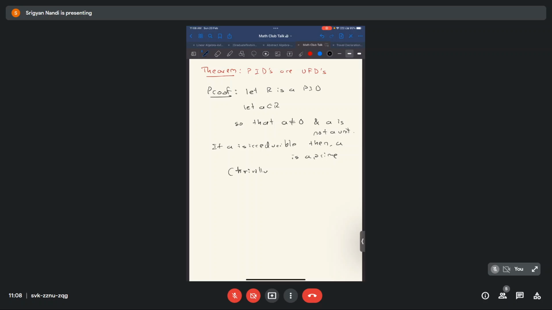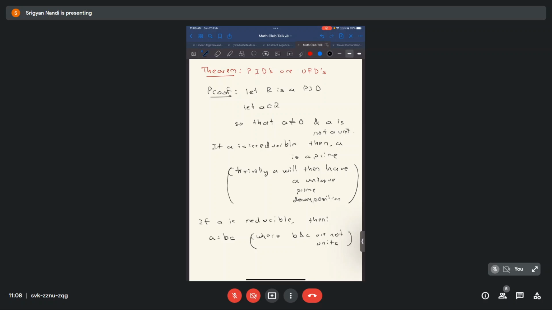So trivially, A will then have a unique prime decomposition. But this was only assuming that A is irreducible. So now, if A is reducible, on the contrary, then A is equal to some BC, where we can say that B and C are not units in A.